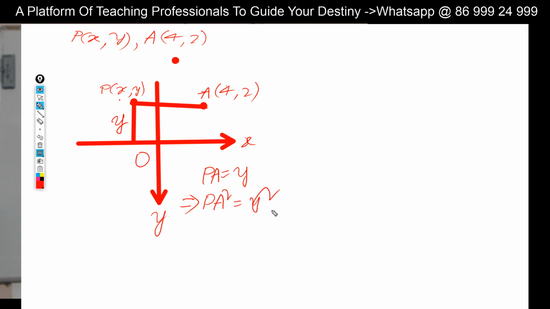Okay. Now, PA square is equal to y square becomes x minus 4 whole square plus y square is equal to y square. Please simplify and get the answer. Check the answer.